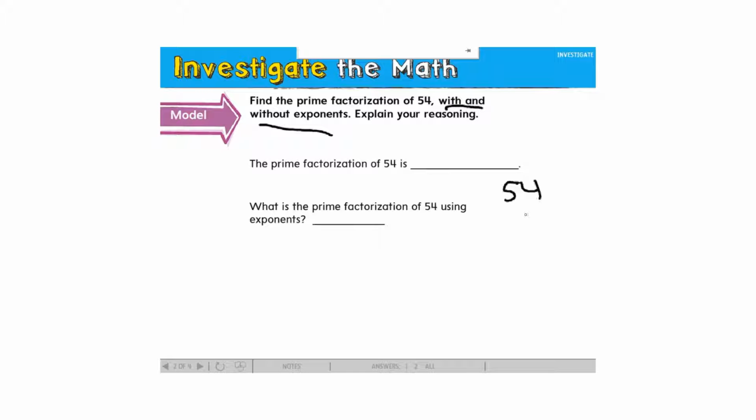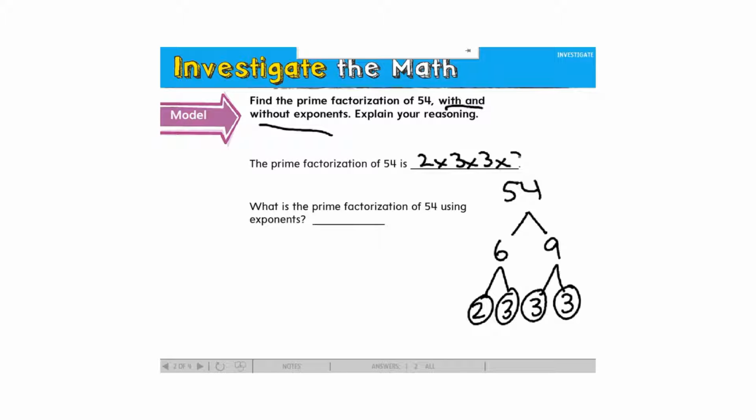So what times what is 54? 6 and 9. Now neither of these numbers are prime, right? So we need to break them both down like this. 9 would be 3 times 3. 6 would be 3 times 2. And now we have, without exponents, 2 times 3 times 3 times 3.